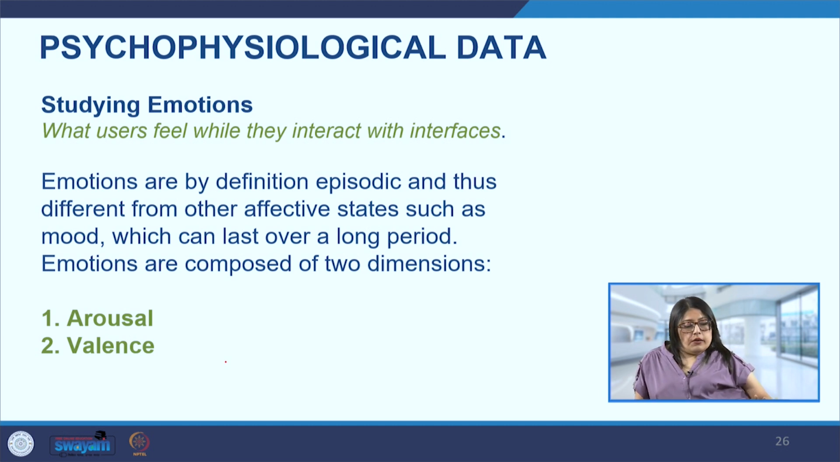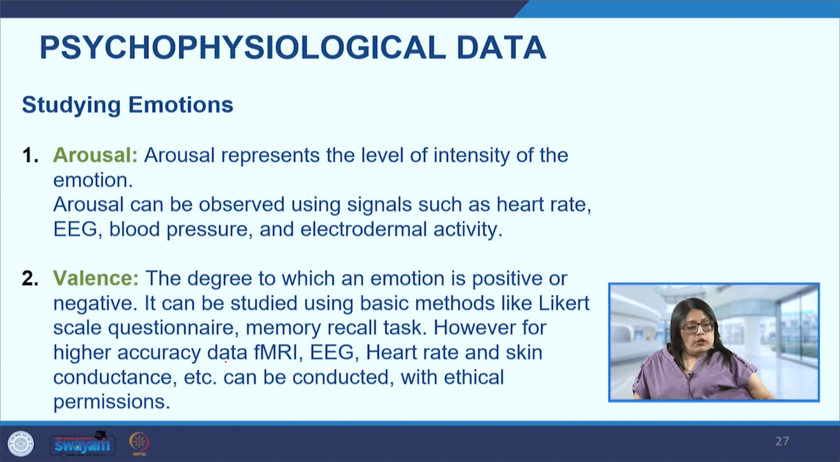So we need to understand what users are feeling while they are interacting with the interfaces. There are two broad components we can see. First is the arousal and the second is the valence. So arousal is the level of intensity of the emotion.